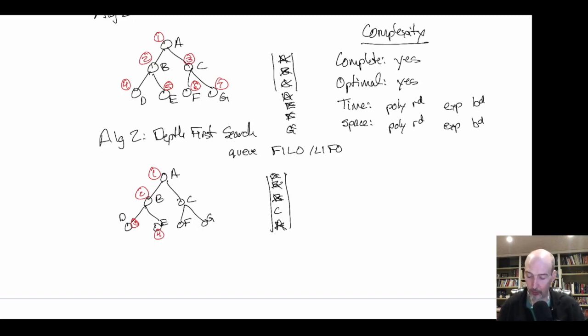And then we're going to continue with C here. If we expand C, we get G and F. And now we can write the ordering of the rest of the nodes. So that was 4, 5, 6, and 7. What we see is that by making one change to our data structure, the last thing in is the first out, that one change turns a breadth first search into a depth first search. Okay, and so that works. It's going to find a solution.